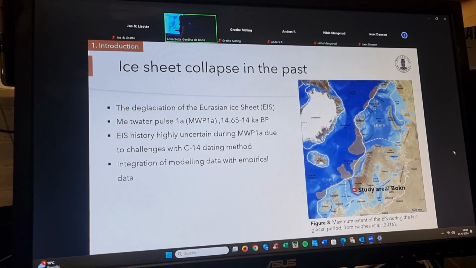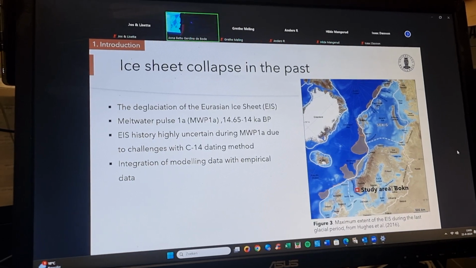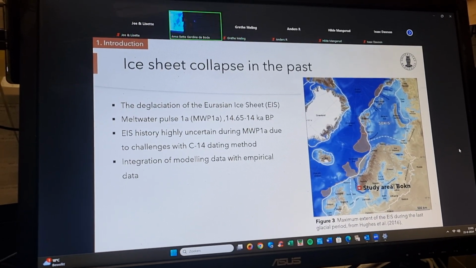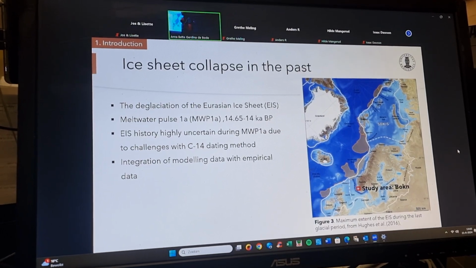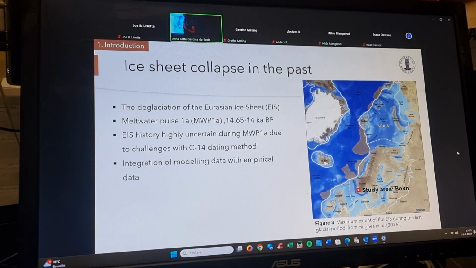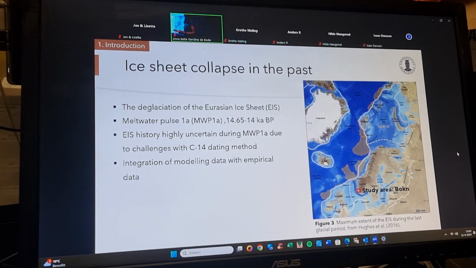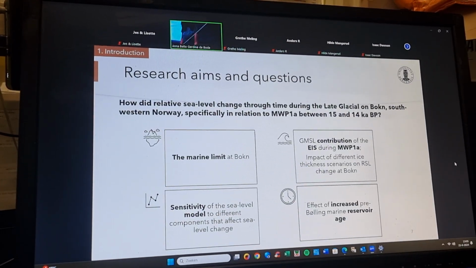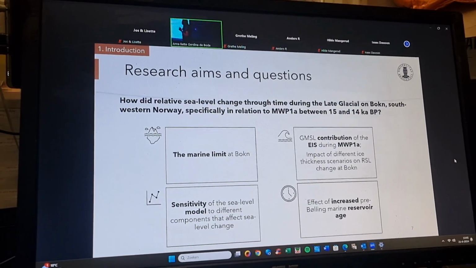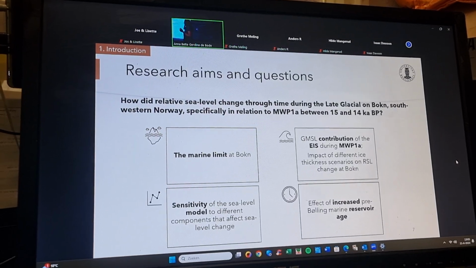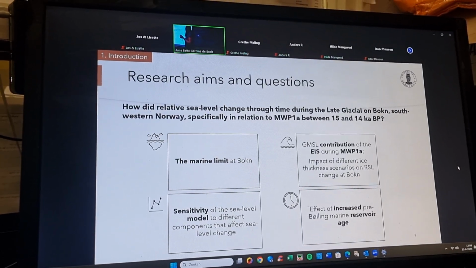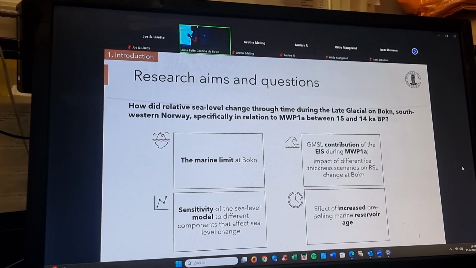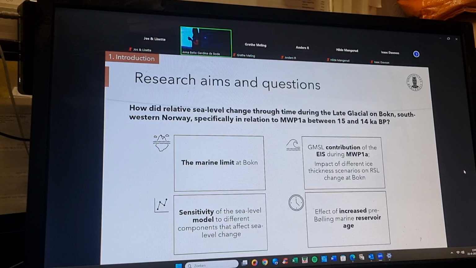This is the maximum extent of the Eurasian ice sheet, and we are located on the southwestern coast of Norway. And empirical data in this area from the near field can help to validate models, which can then also be used in the future to predict future sea level change. So my main research question is how did relative sea level change through time during the late glacial of Bømlo, an island located on the southwestern coast of Norway, specifically in relation to meltwater pulse 1A.